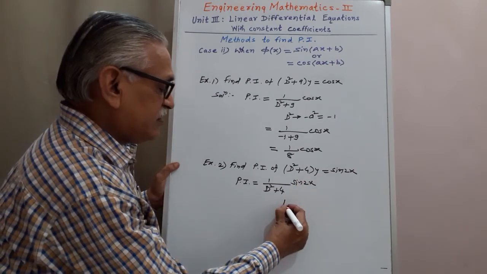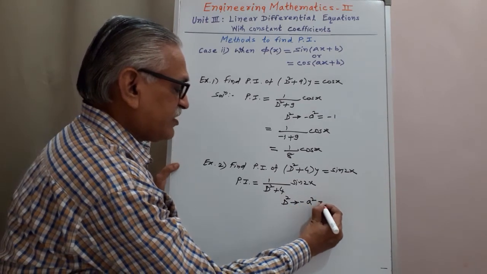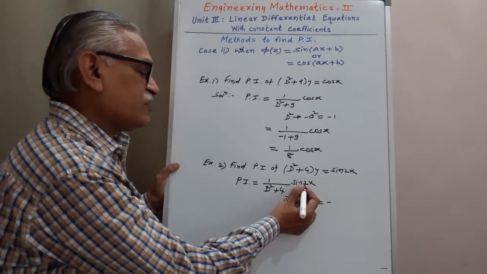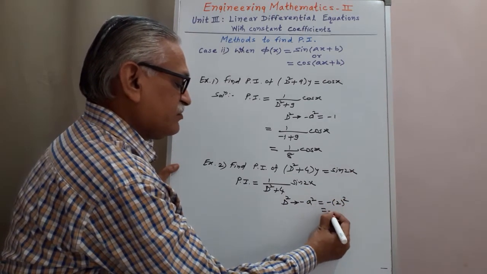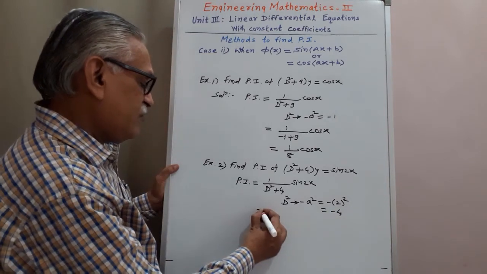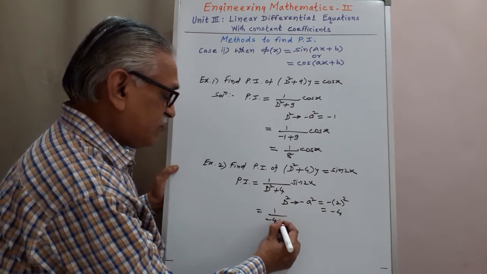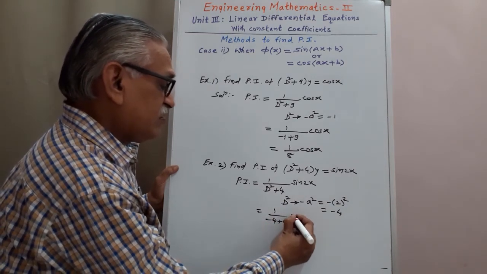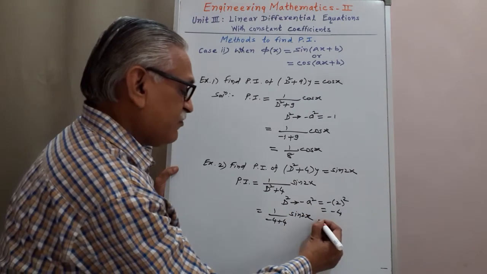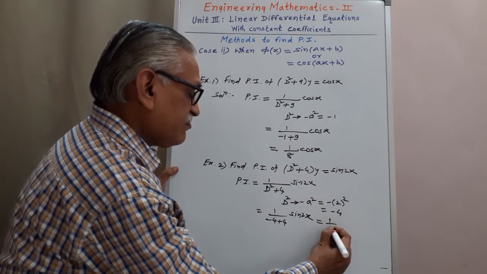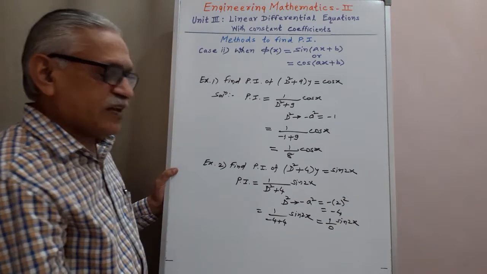And then using the rule, D square replaced by minus a square, it is minus 2 square, and therefore it is minus 4. And therefore it becomes 1 upon minus 4 plus 4 into sin 2x. Therefore it is 1 by 0 into sin 2x. The case fails.